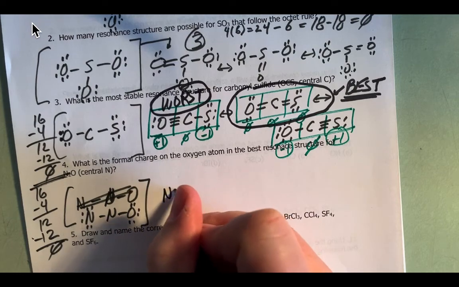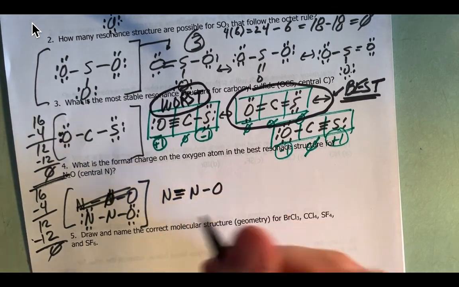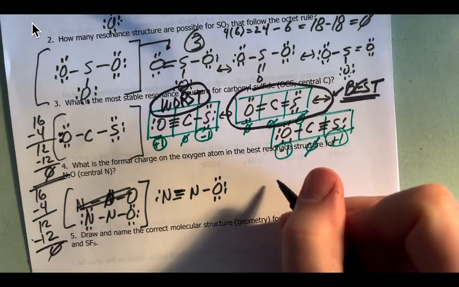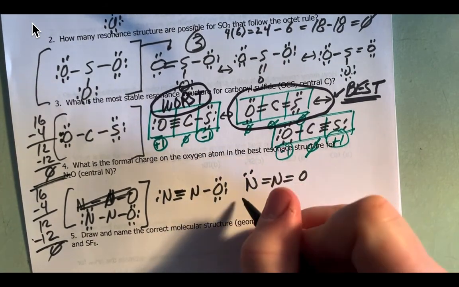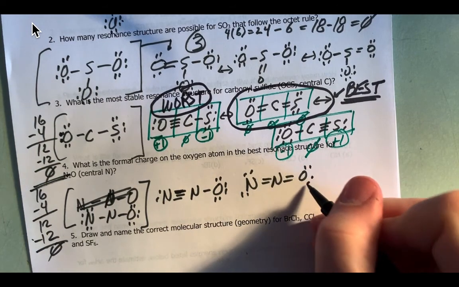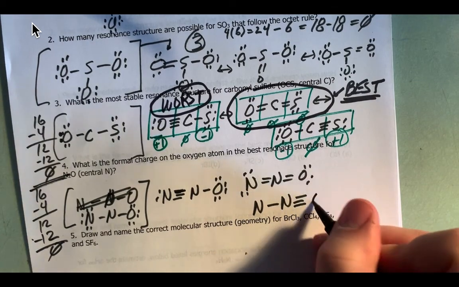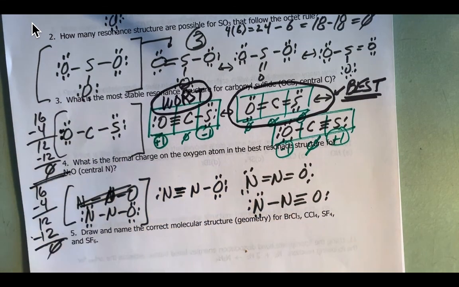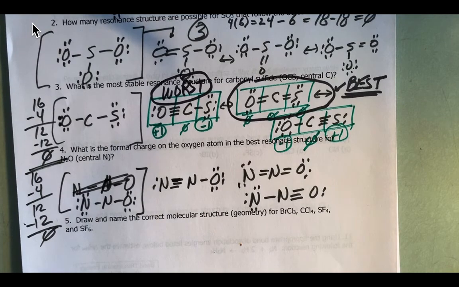So we have N triple bond N single bond O. We have N double bond N double bond O. And we have N single bond N triple bond O. Okay, and now we need to assign the formal charges in order to figure out which structure is the best.